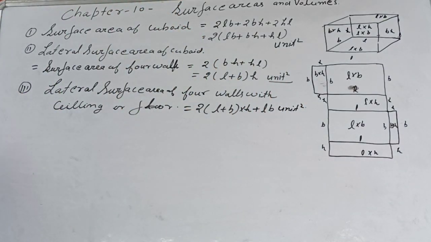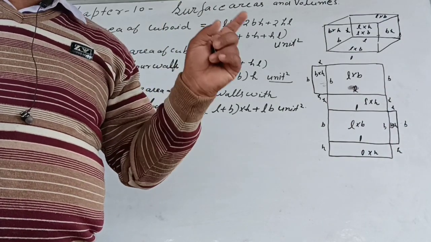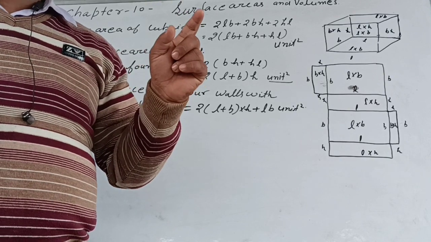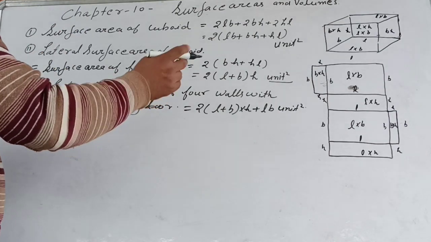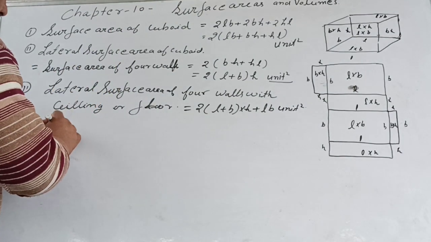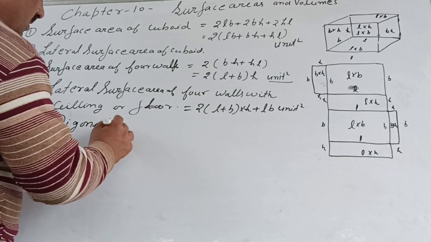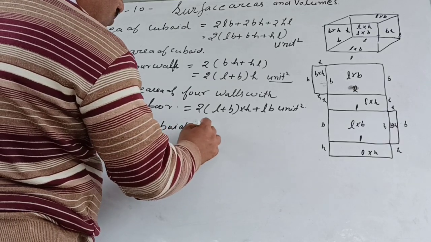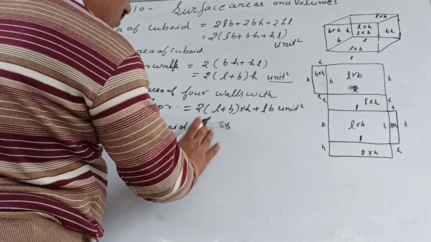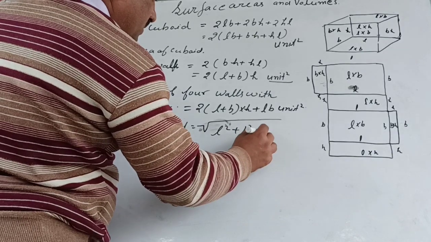Suppose formula number 4. If you want to put a rod, the length of the longest rod that can be put in the cuboidal room is equal to the diagonal of the cuboid. The diagonal of a cuboid is equal to root of L square plus B square plus H square.